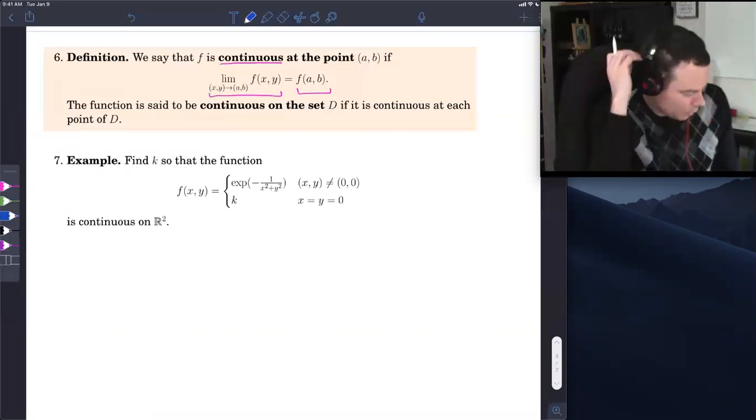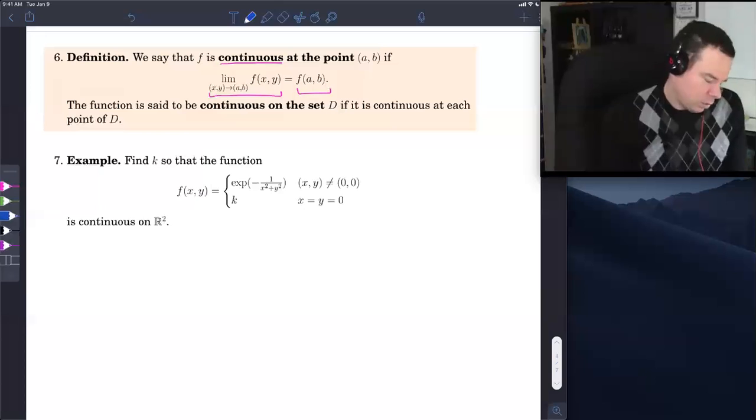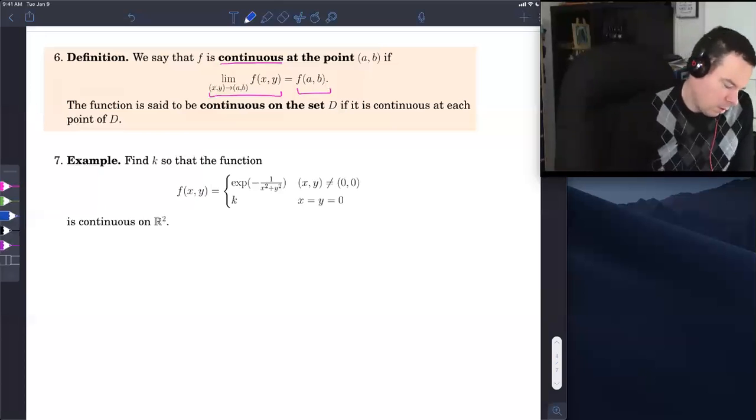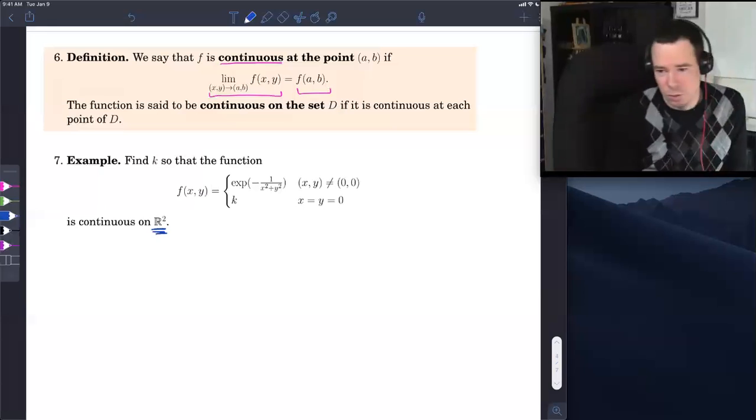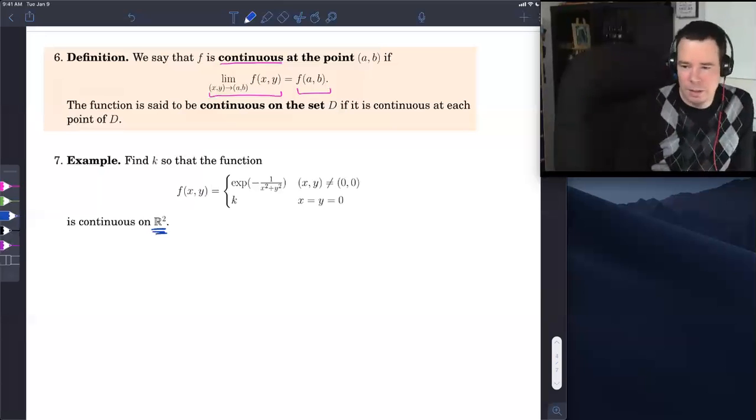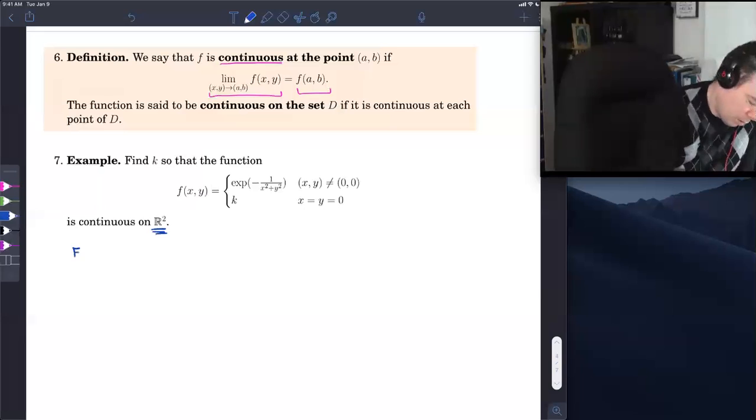So we can look at an example. Find the value of k so that this function is continuous on all real numbers. So really the key here, let's just make one observation first, is we want to show that it's continuous on all of R2. So I need to show that for any a, b, the limiting value is the function value. So I'm just going to make the note that for a, b not equal to 0, 0, the limit as xy goes to ab of e to the negative 1 over x squared plus y squared.